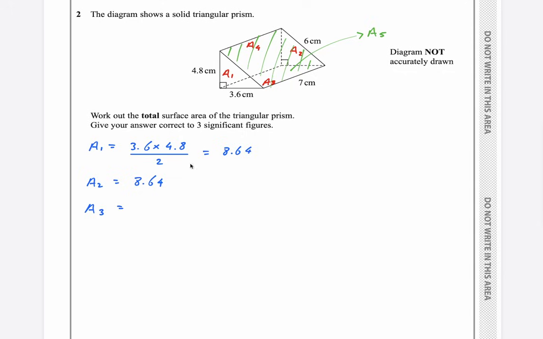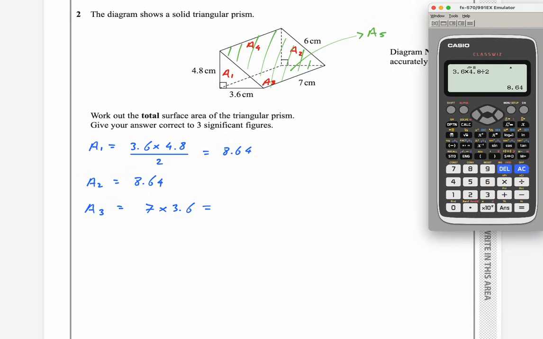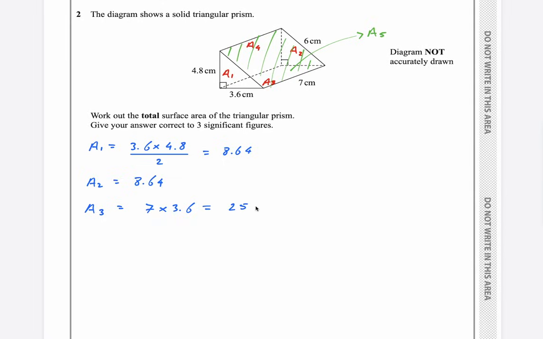Area 3 is this bottom rectangle, and that is a rectangle, guys, because this would be square if you saw it in 3D. So it's just 7 times 3.6. That's length times breadth. 7 times 3.6 is 25.2. Area 4 is this rectangle, which would be 7 times 4.8. I'm going to risk doing this in my head, guys. 7 fours is 28 plus 5.6 would be 33.6. Obviously, feel free to use your calculator.